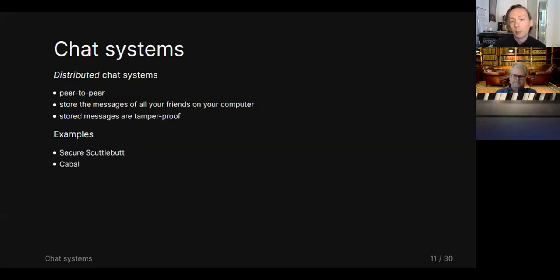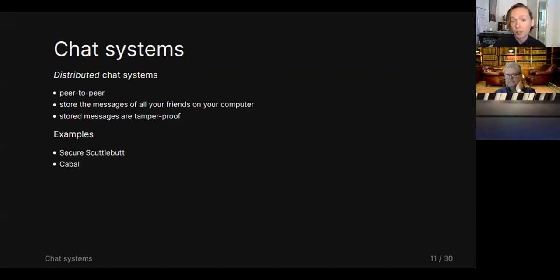Even more particularly, my thesis focuses on a subset of chat systems that I call distributed chat systems. Since I don't have time to go in depth on what these are, the overview I'm about to give is greatly simplified, but it's a topic that I'm very interested in and basically the original reason for this thesis. Distributed chat systems work in a peer-to-peer fashion. People talk directly with each other using their computers instead of through a server, like with Facebook.